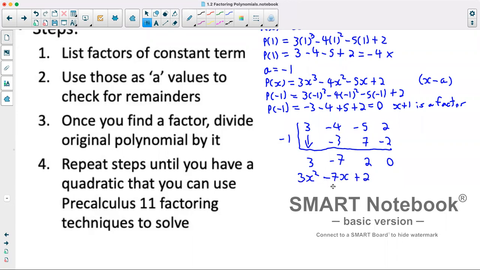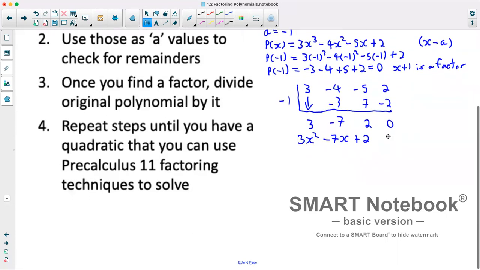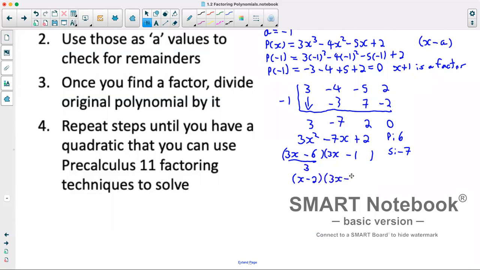Once we are at a quadratic, we can use product sum factoring from grade 11. So with this one, we have a product of 3 times 2, so 6, with a sum of negative 7. So start each bracket with 3x. Two things that multiply to 6 and add to negative 7 would be negative 6 and negative 1. We have an extra factor of 3, so we have to divide it out of one of these. So this becomes x minus 2 times 3x minus 1.